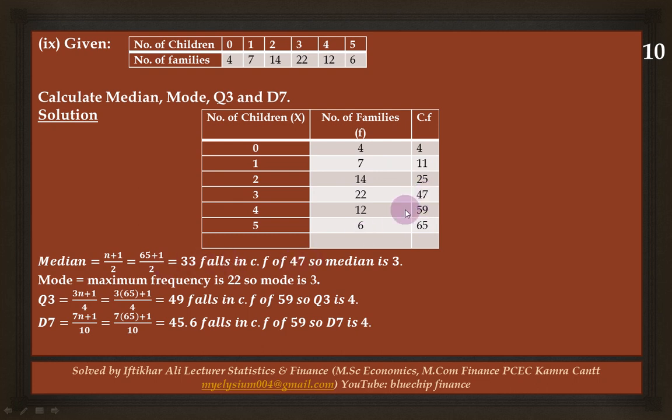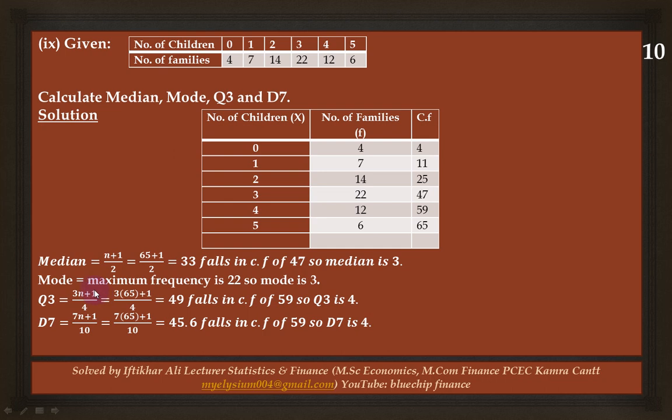33 falls in 47 of cumulative frequency. In front of 47, x is 3, so median will be 3. In case of mode, maximum frequency is 22, so in front of 22, x is 3, so mode will be 3. In case of quartile 3, 3n plus 1 divided by 4.